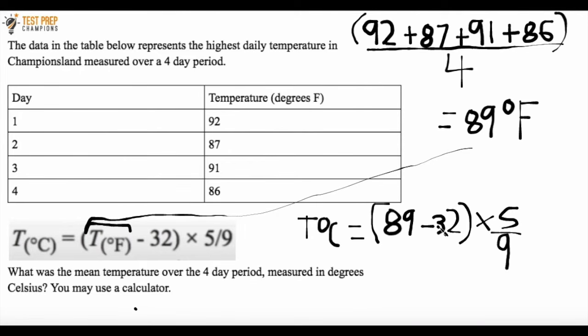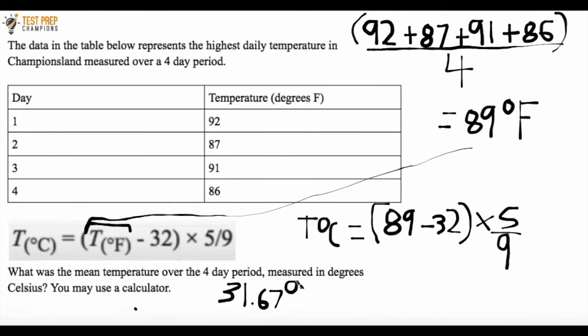Then I'm going to subtract 32. So 89 minus 32. Then we're going to multiply it by 5 and divide by 9. And the answer is 31 point, we can round it to 31.67.